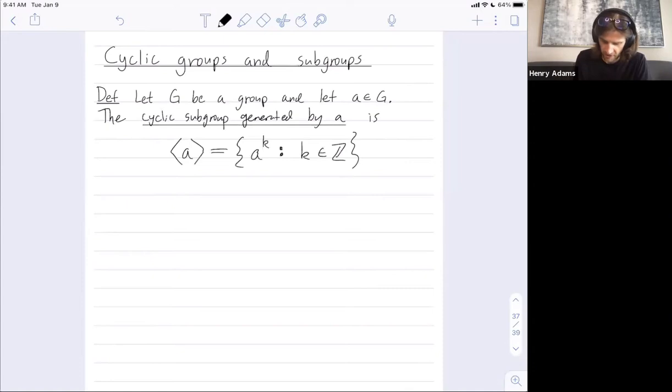But if I wanted to be a little bit nicer to you, I would say it's all things of the form A negative 2, A negative 1, identity, A squared, A cubed, etc. Right? So A is just A to the first power, so K is 1. A squared is just A to the second power. The identity is actually always A to the 0th power.